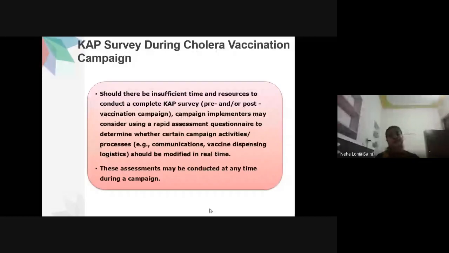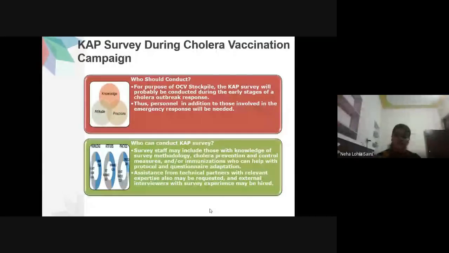Okay, then who should conduct a KAP survey? For this particular campaign, the oral cholera vaccination stockpile, the KAP survey will probably be conducted during the early stages of a cholera outbreak response. Similarly, with COVID-19, I think studies or surveys must be going on. I don't have any idea about that, but in case of any outbreak response, a survey can be conducted.